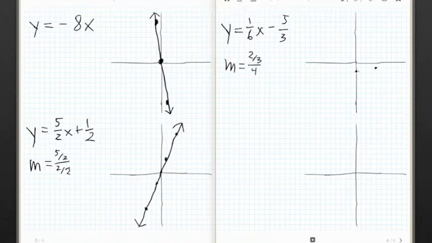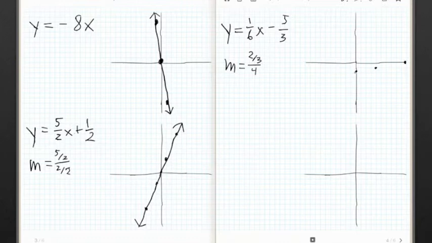And this is a slope of 1/6. 2/3 over 4 is the same as 1 over 6, so it's still the same slope. And now that we're back on the grid line, we can just do the initial slope we were given, up 1 over 6, and it'll be right there.